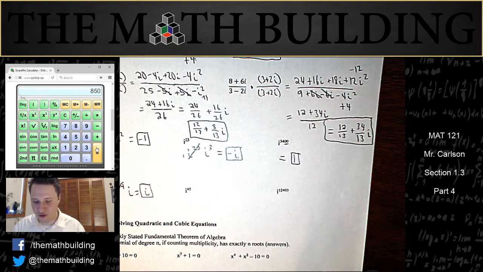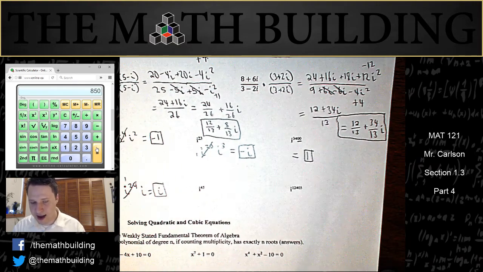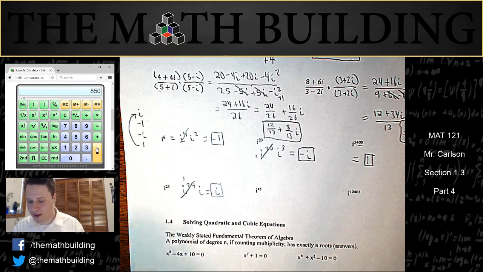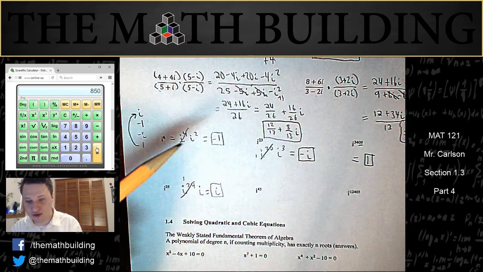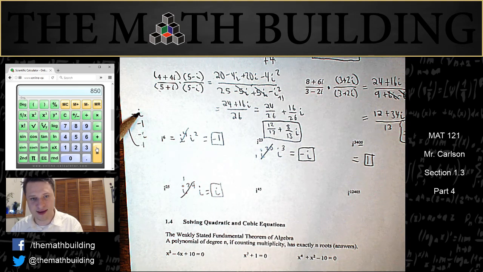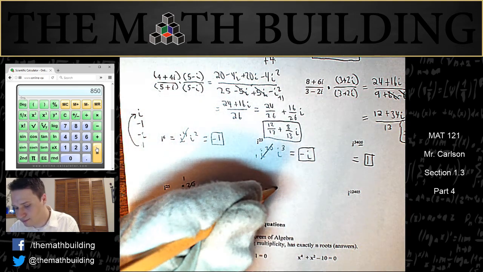How about i to the 45? Well, I know that i to the 44 is equal to 1. So if I count up 1 space from that, I get up to i in the cycle.